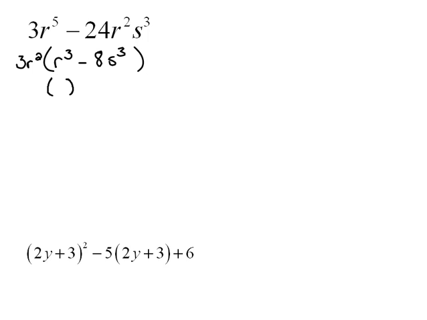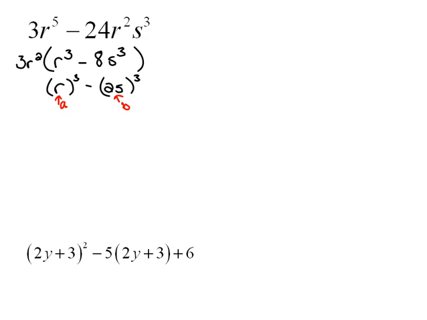So in order to follow the pattern properly, we probably want to write out what's being cubed so we can see our a term and our b term. So what do I have to cube to get r cubed? Well, that would be an r. And what do we have to cube to get 8s cubed? Well, that would be 2s, because 2 cubed is 8, and s. That tells us that r is our a term and 2s is our b term.